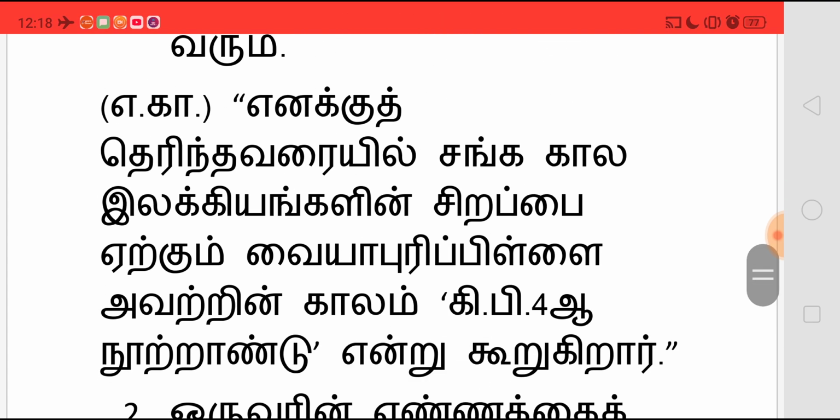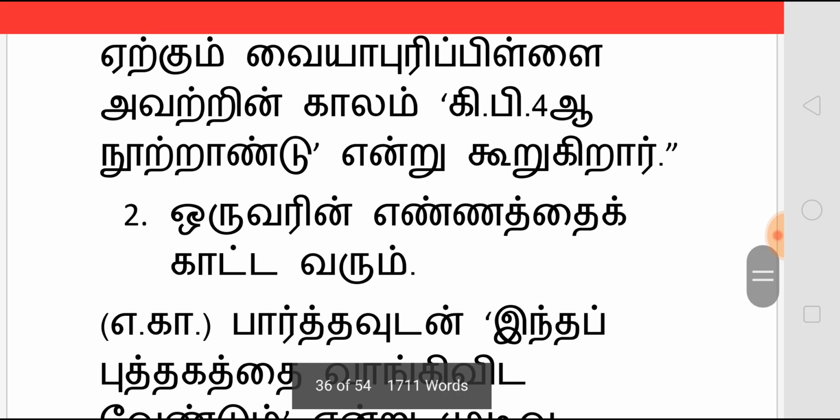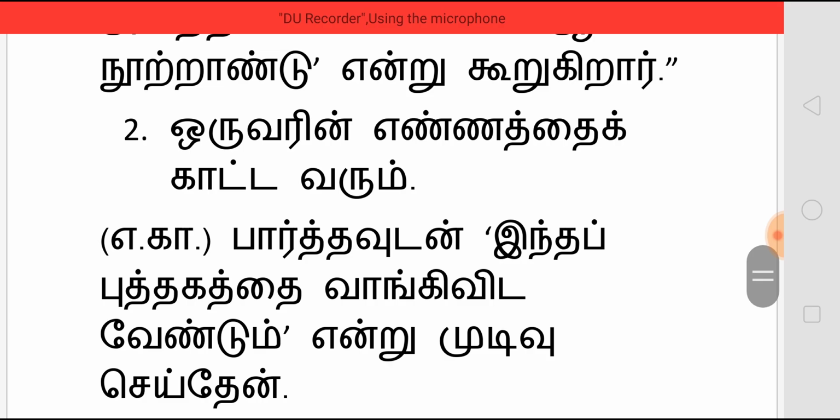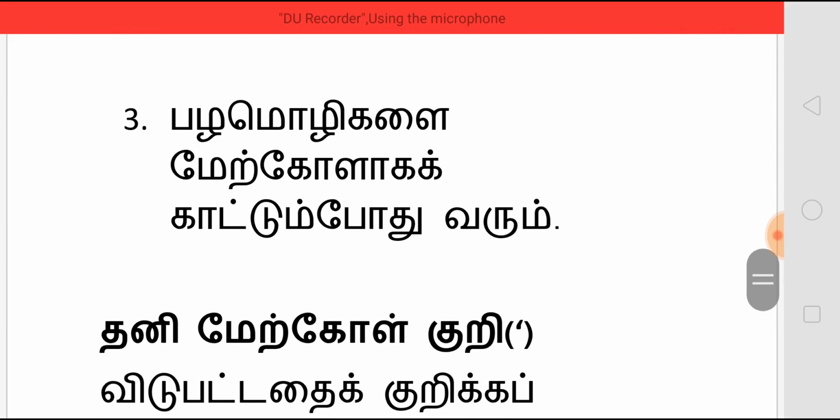எனக்கு தெரிந்த வரையில் சங்ககால இலக்கியங்களின் சிறப்பை ஏற்கும் வையாபுரி பிள்ளை அவற்றின் காலம் கிபி 4ஆம் நூற்றாண்டு என்று கூறுகிறார். So here கிபி 4ஆம் நூற்றாண்டு is the information which is told about Vayapuri. But I am telling this information. And it is also coming to inform your ideas, not your speech. பார்த்தவுடன் இந்த புத்தகத்தை வாங்கிட வேண்டும் என்று முடிவு செய்தேன். So you have decided, so you are informing your ideas. And even while you are writing proverbs, you use only single quotes.